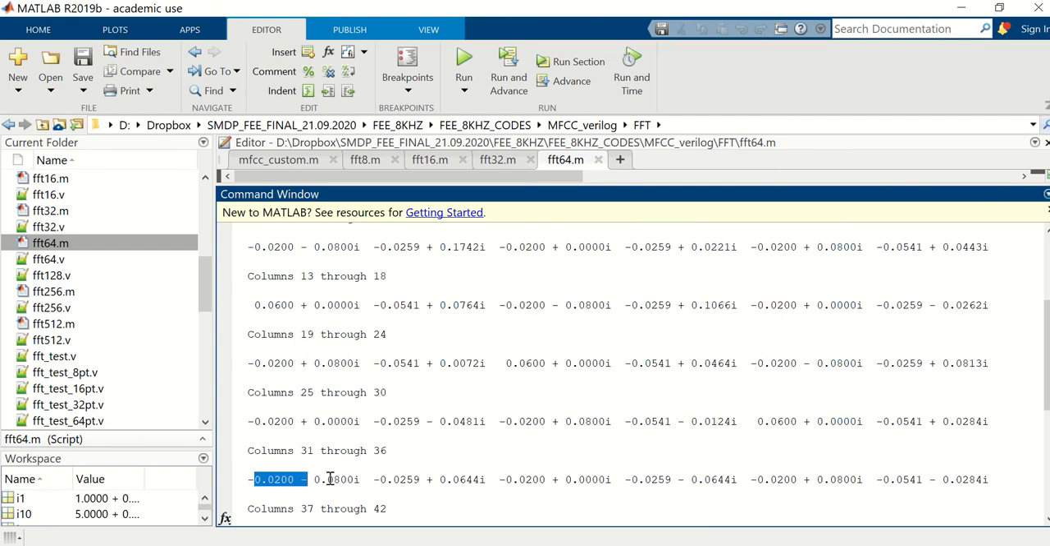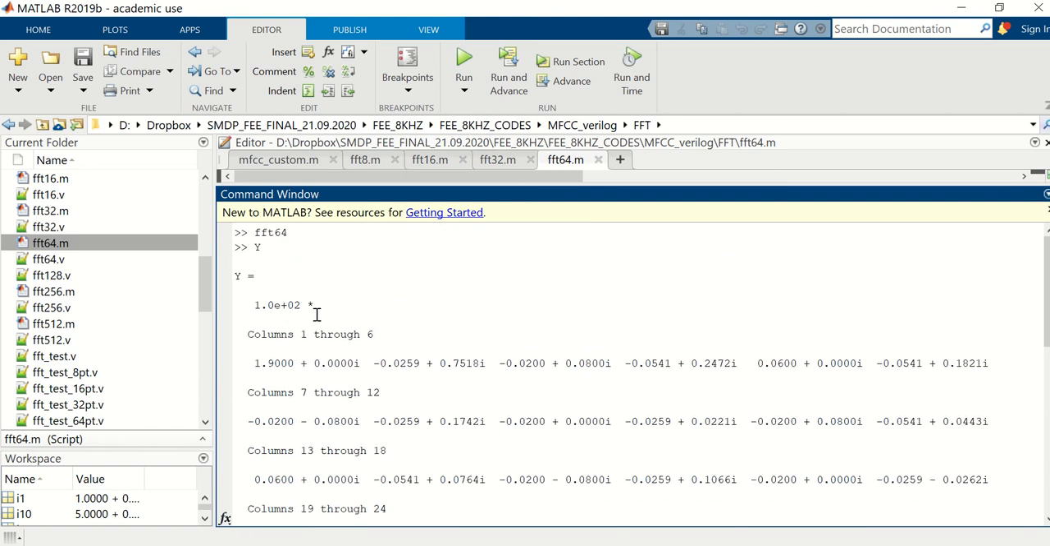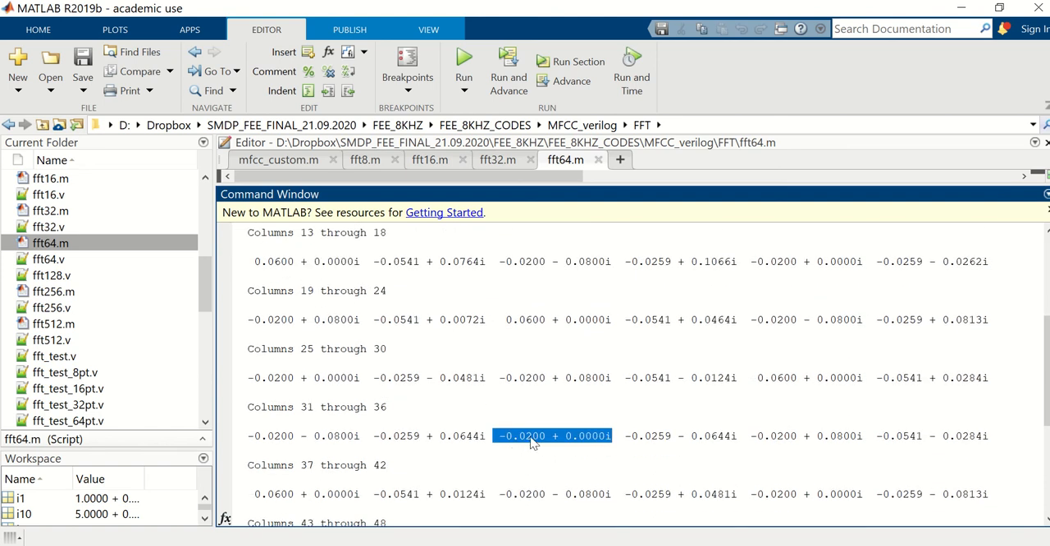This is 31, this is 32, this is 33. So this into 10 squared, that is 100, so it is minus 2.0 plus 0i. So yes, this is the Verilog implementation compared with the actual MATLAB FFT function.